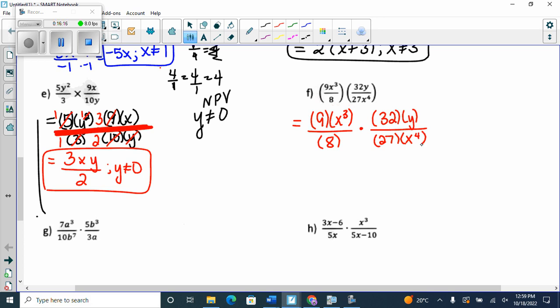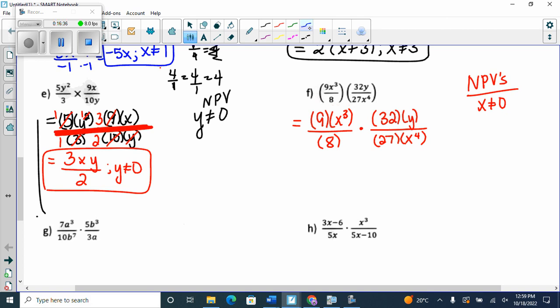Now, first step is to write them all in brackets if it's monomials. Second step is non-permissible values. So I have an 8, a 27, and an x4. The 8 and the 27 cause no problems. The x4, x to the power of 4, my NPV is going to be x can't equal 0.